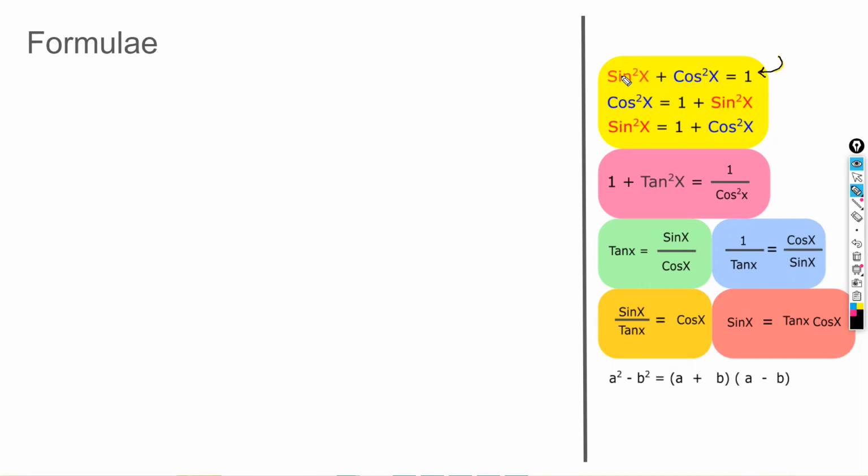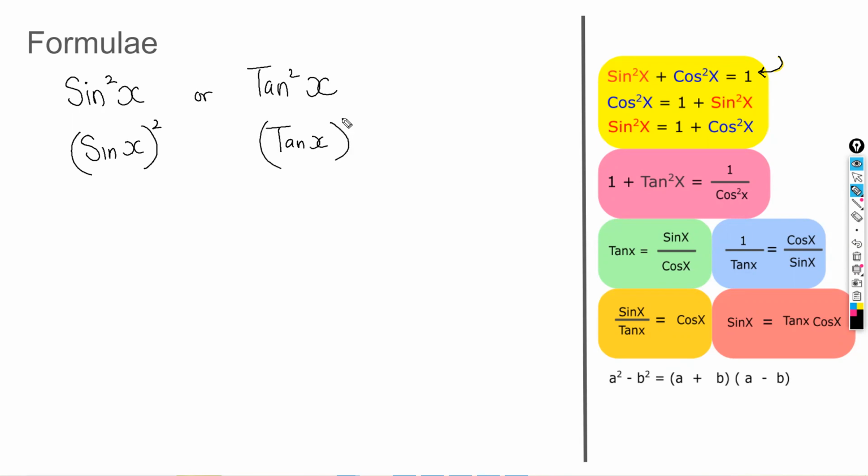Now let me explain why I have three formulas over here. First of all, whenever you see sine squared x, or something like tan squared x, this is the same exact thing as sine x, and you put the whole thing in brackets squared. Or tan squared x is really tan x in brackets squared. They just choose to write it like this because it looks a little bit cooler, I guess. There's no really good reason for it. It just looks cooler, that's all.